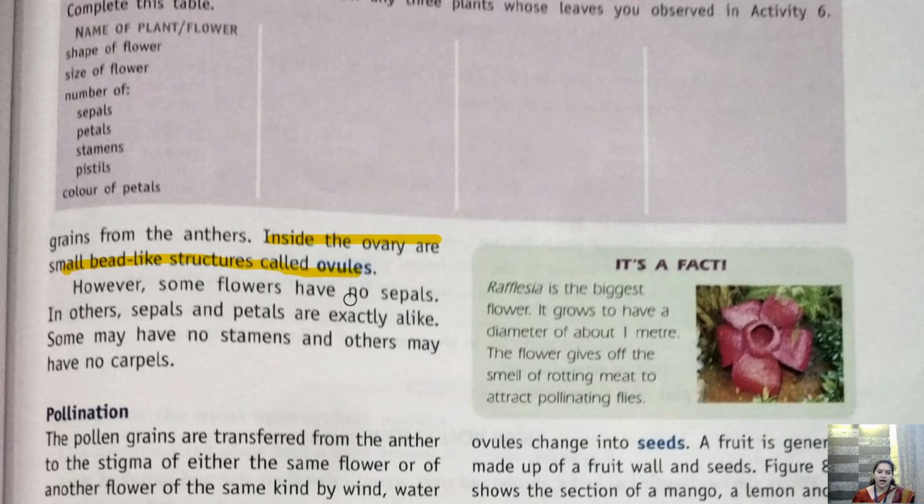However, some flower have no sepal. कुछ flower ऐसे होते हैं जिसमें sepal नहीं होता है. In other, sepal and petal are exactly alike. कुछ ऐसे होते हैं जिसमें sepal और petal एक जैसा होता है. Children, you know which is the biggest flower? See, Rafflesia is the biggest flower. ये बहुत बड़ा फूल होता है. Almost इसका diameter कितना होता है? It is 1 meter in diameter. Okay, which is very large.